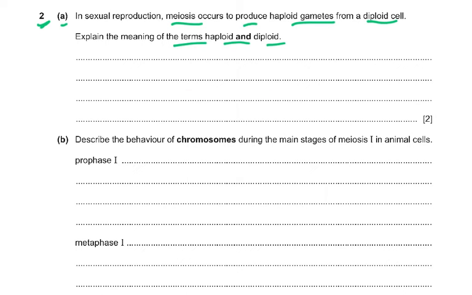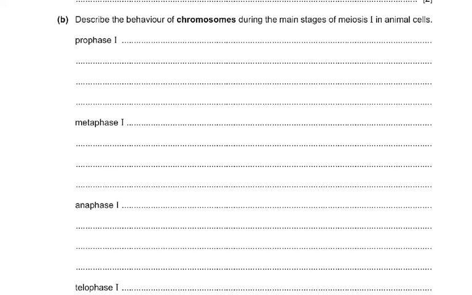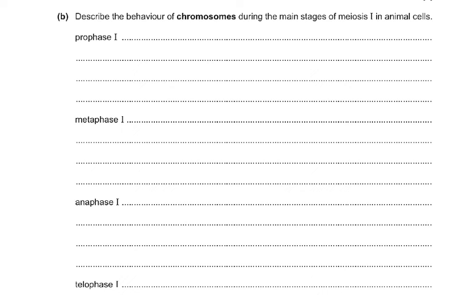Then it's a direct question again. B. Describe the behavior of chromosomes during the main phase of meiosis 1 in animal cells. So prophase 1, what is going to happen? Chromosomes condense, shorten, fatten. Chromosomes condense. Please do not say DNA. Chromosomes condense. Homologous chromosomes pair up, and crossing over may or may not occur.